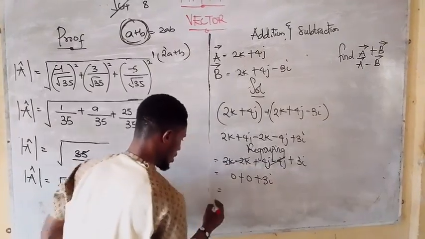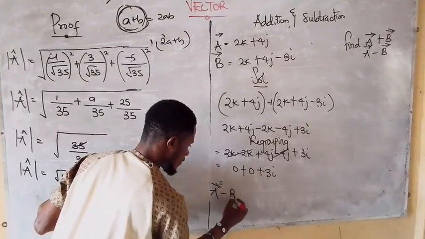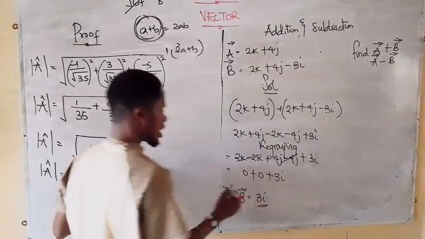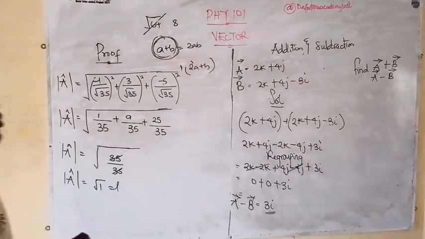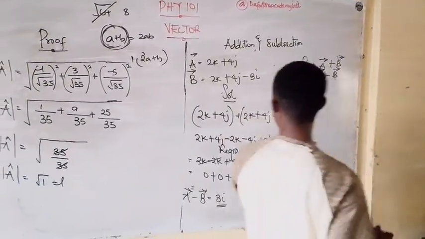So practically here, vector A minus vector B will give me what? 3i. That's my answer. That becomes your answer. That is how to solve subtraction and addition of vectors. I'm even making my own more hard.